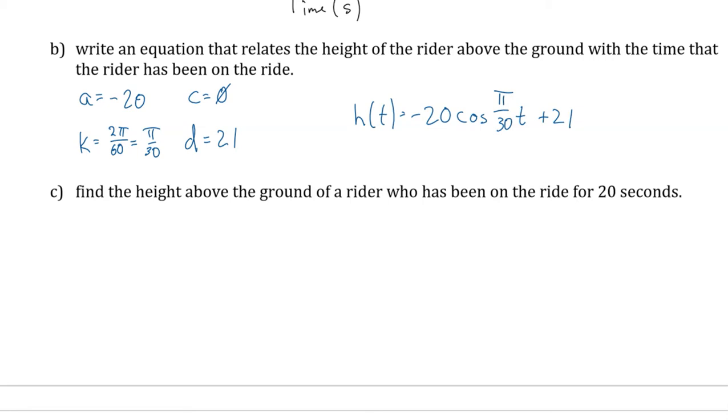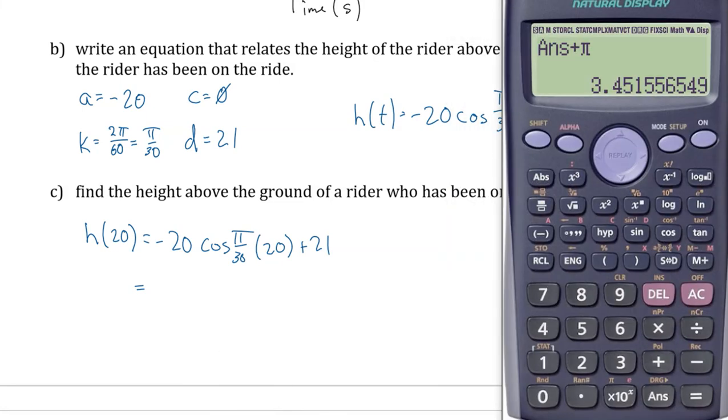Everybody good? Finally, find the height above the ground of a rider who has been on the ride for 20 seconds. So again, now we're just using that formula. Once again, make sure your calculator's in radians. I usually like to do this. 20 pi divided by 30.